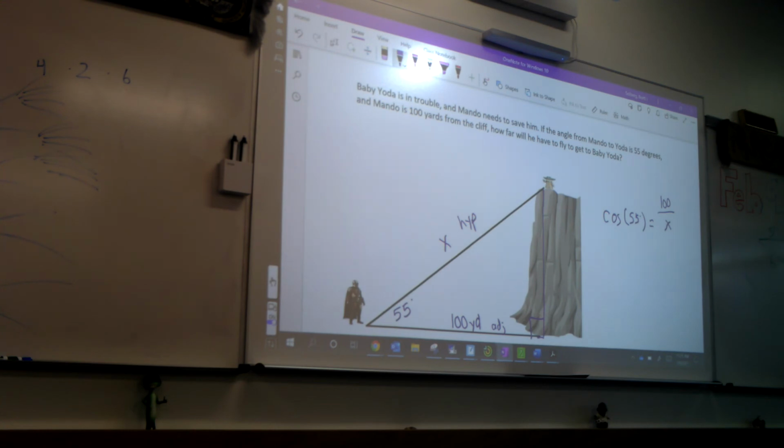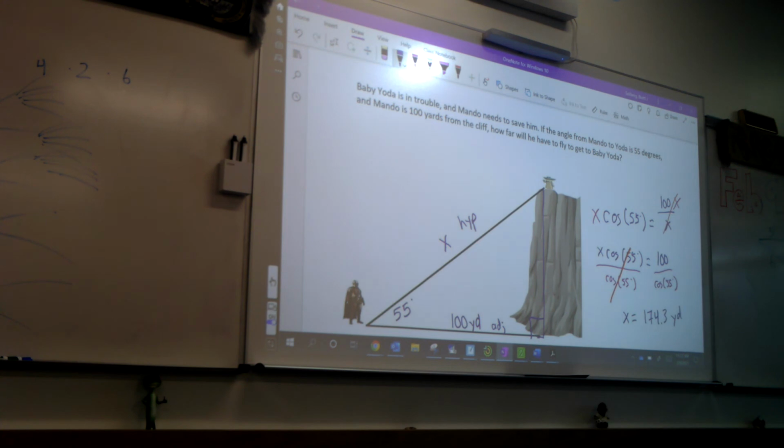Okay, cool. Let's go ahead and try to solve this for now. What's going to be my first step? Getting x out of the denominator. Let's get it out by multiplying both sides by x. So I get x times the cosine of 55 degrees is equal to 100. Since x was in the bottom, this will actually be a two-step. What's my second step going to be? Dividing by cosine. Okay, so then you're going to go on your calculator and put in 100 divided by the cosine of 55. 174.34. So he's got to turn on his jetpack and fly 174 yards.